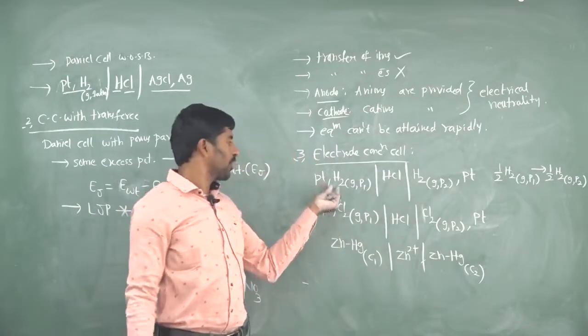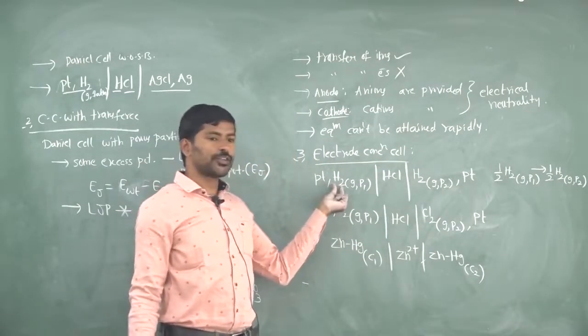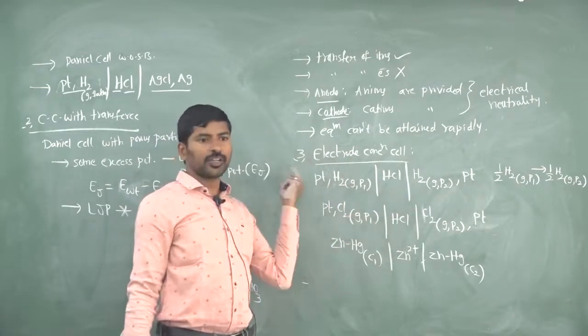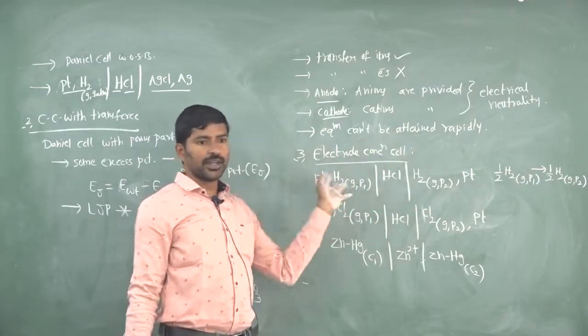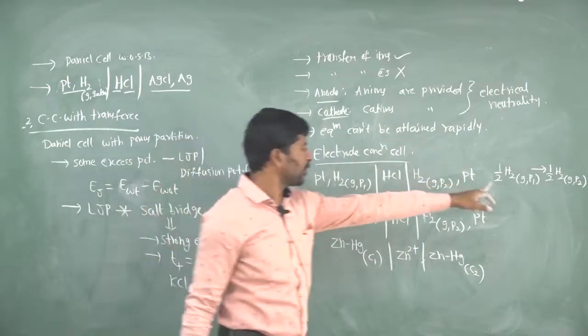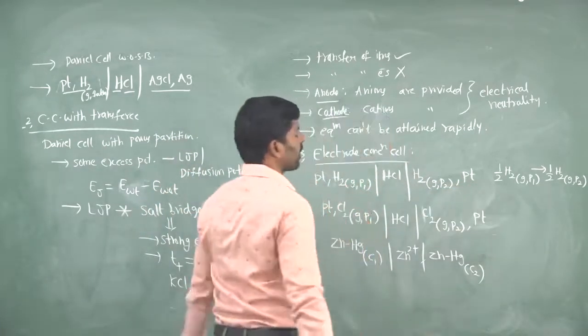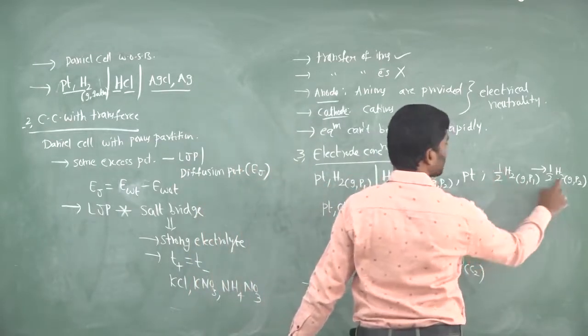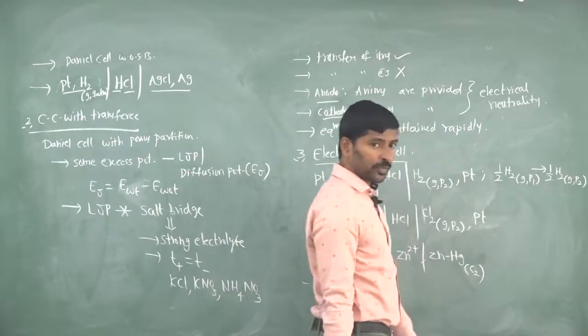At the anode, what is the reaction? H2 gas at P1 gives rise to H+ plus electron. At the cathode, the reverse reaction. H+ and electron get cancelled. We are taking a common electrolyte. So H2 at P1 goes to H2 at P2. It takes place spontaneously when P1 is greater than P2.